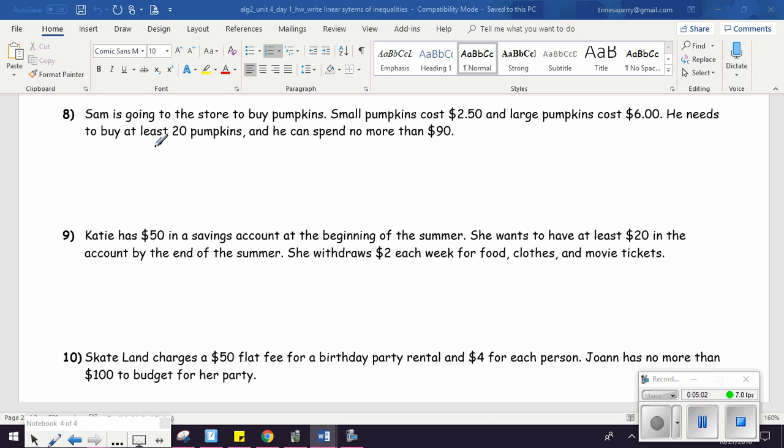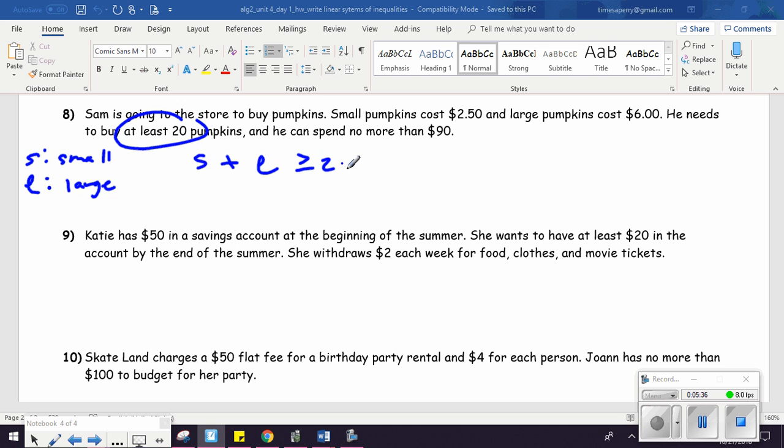8. Sam is going to the store to buy pumpkins. Small pumpkins cost $2.50. Large pumpkins cost $6. He needs to buy at least 20 pumpkins. He can spend no more than $90. So we have small pumpkins and we have large pumpkins. So S is small and L is large. Okay, and we need at least 20, so that means greater than or equal to 20.